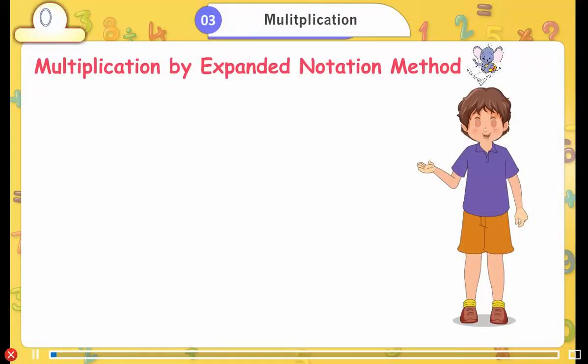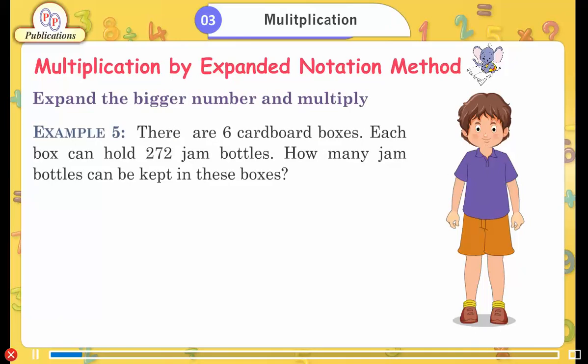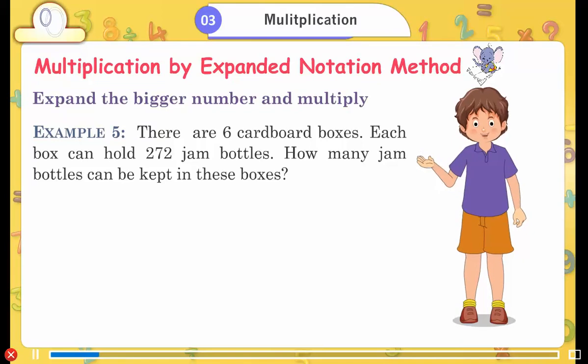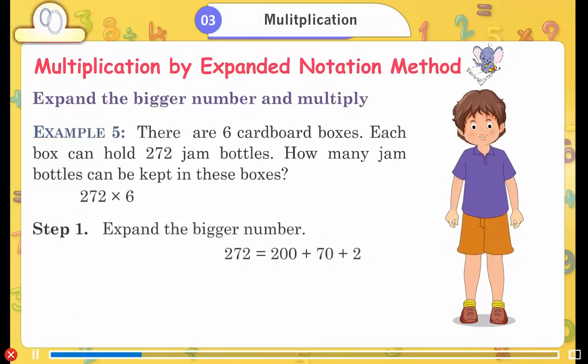Multiplication by expanded notation method. Expand the bigger number and multiply. Example 5. There are 6 cardboard boxes. Each box can hold 272 jam bottles. How many jam bottles can be kept in these boxes? 272 into 6.